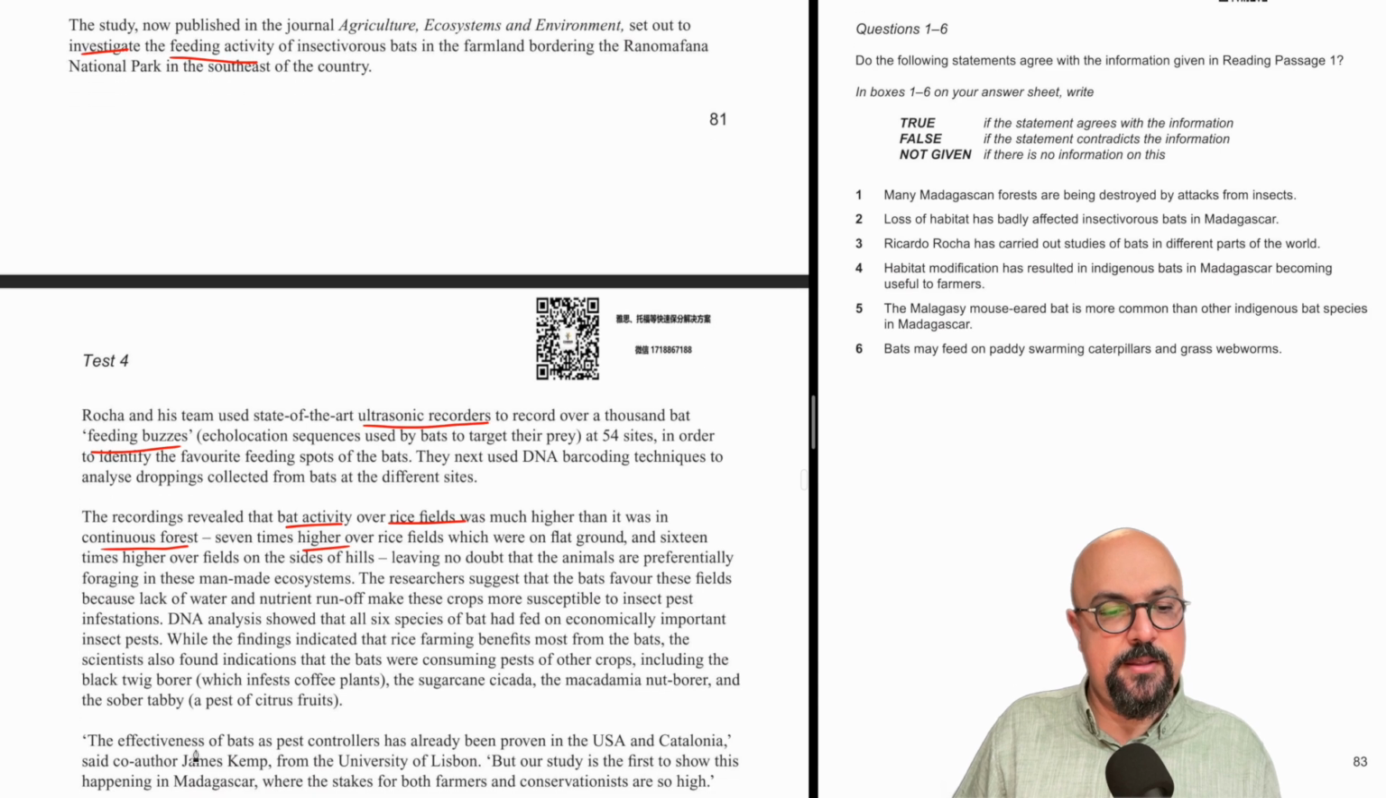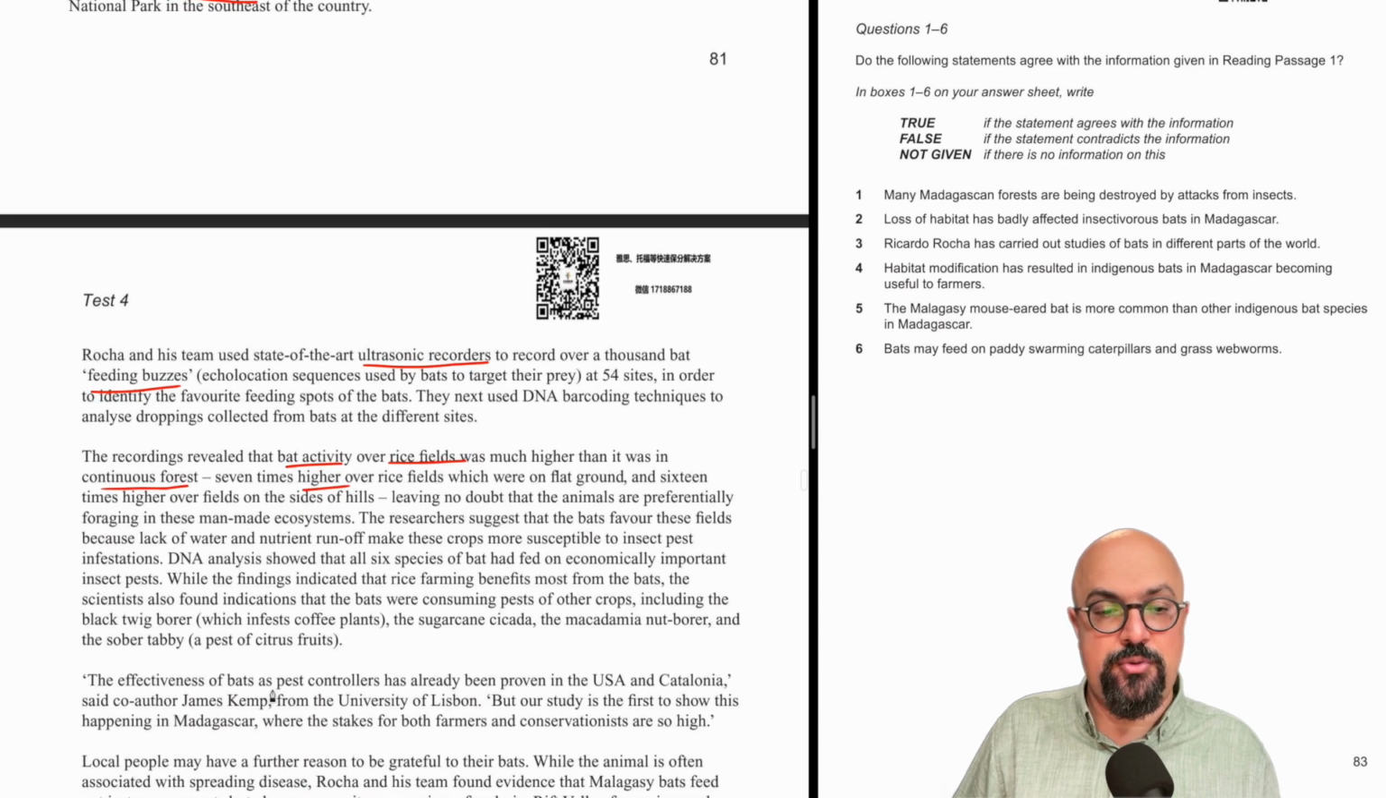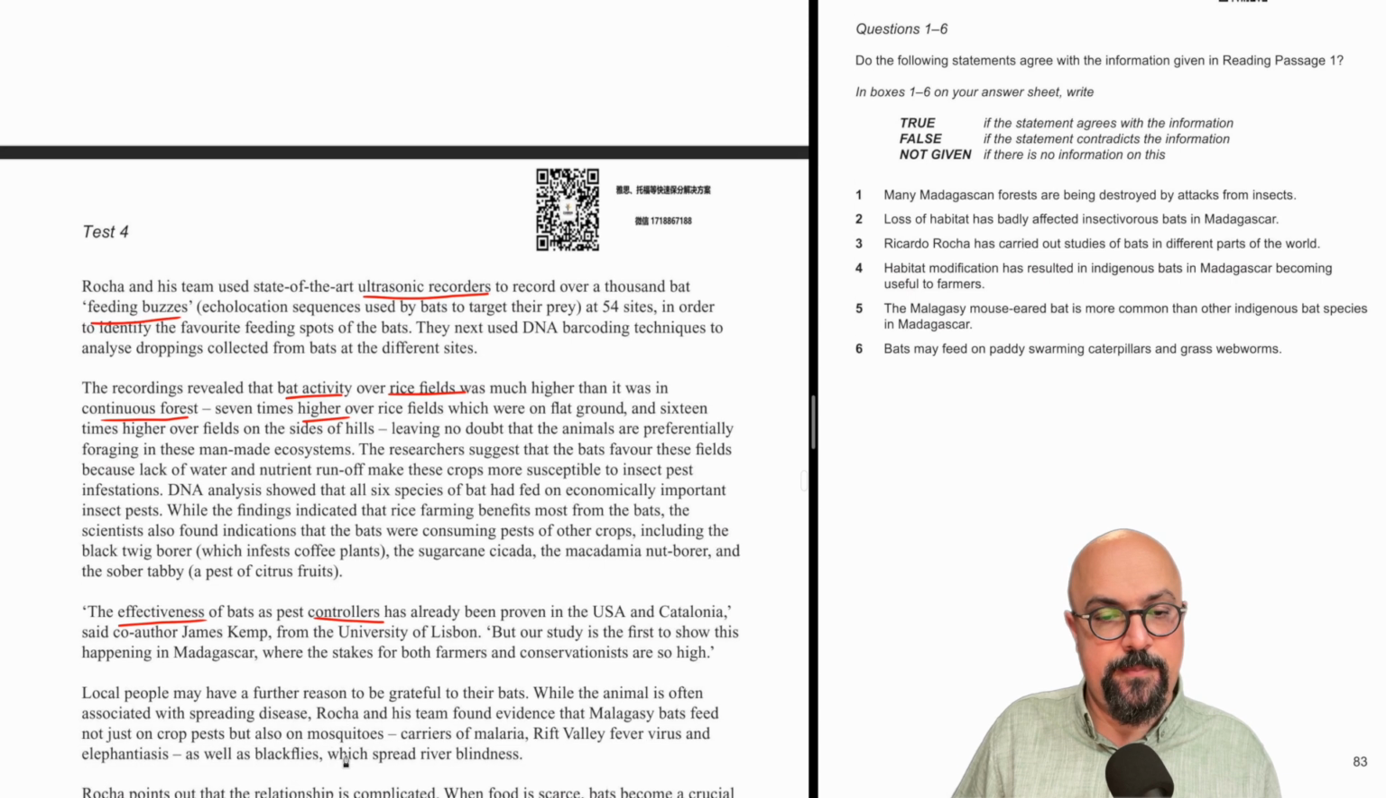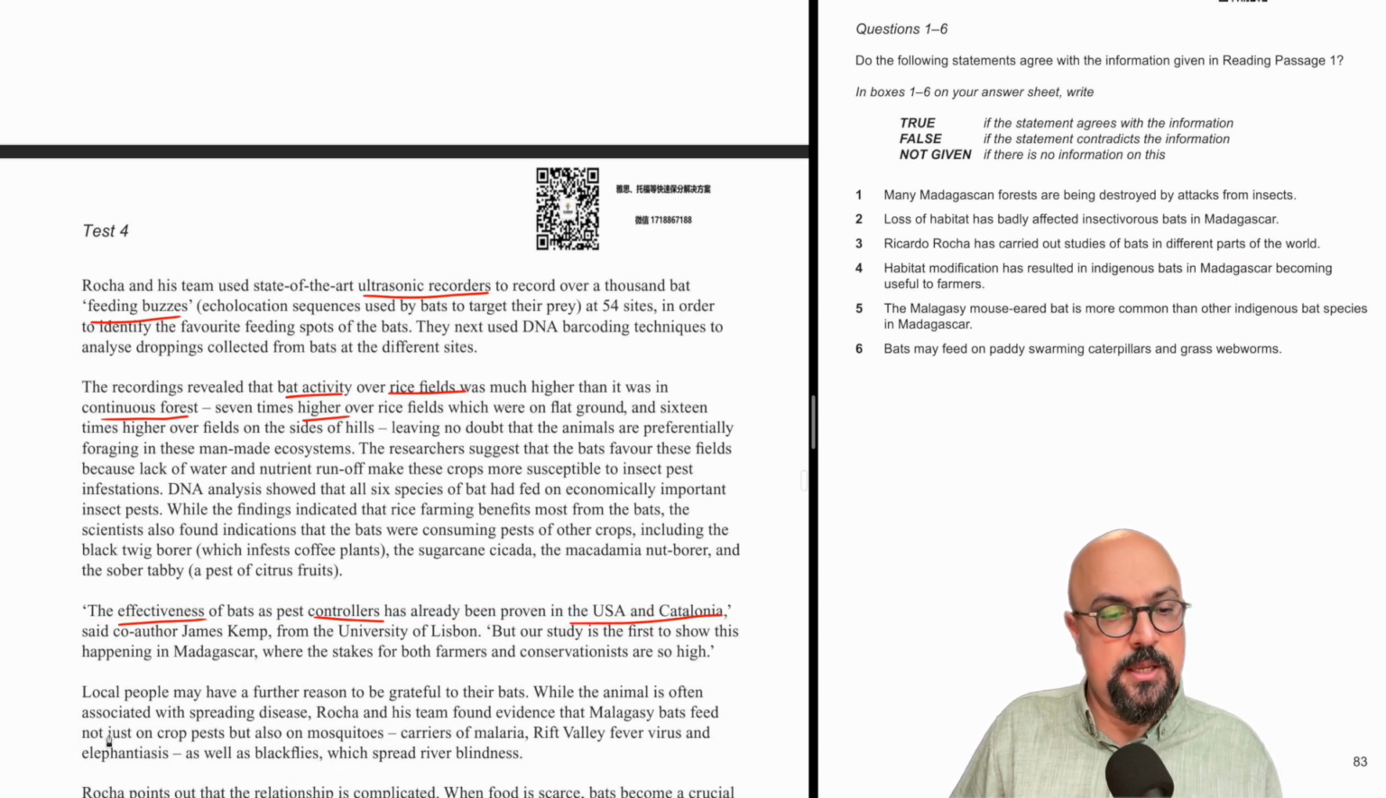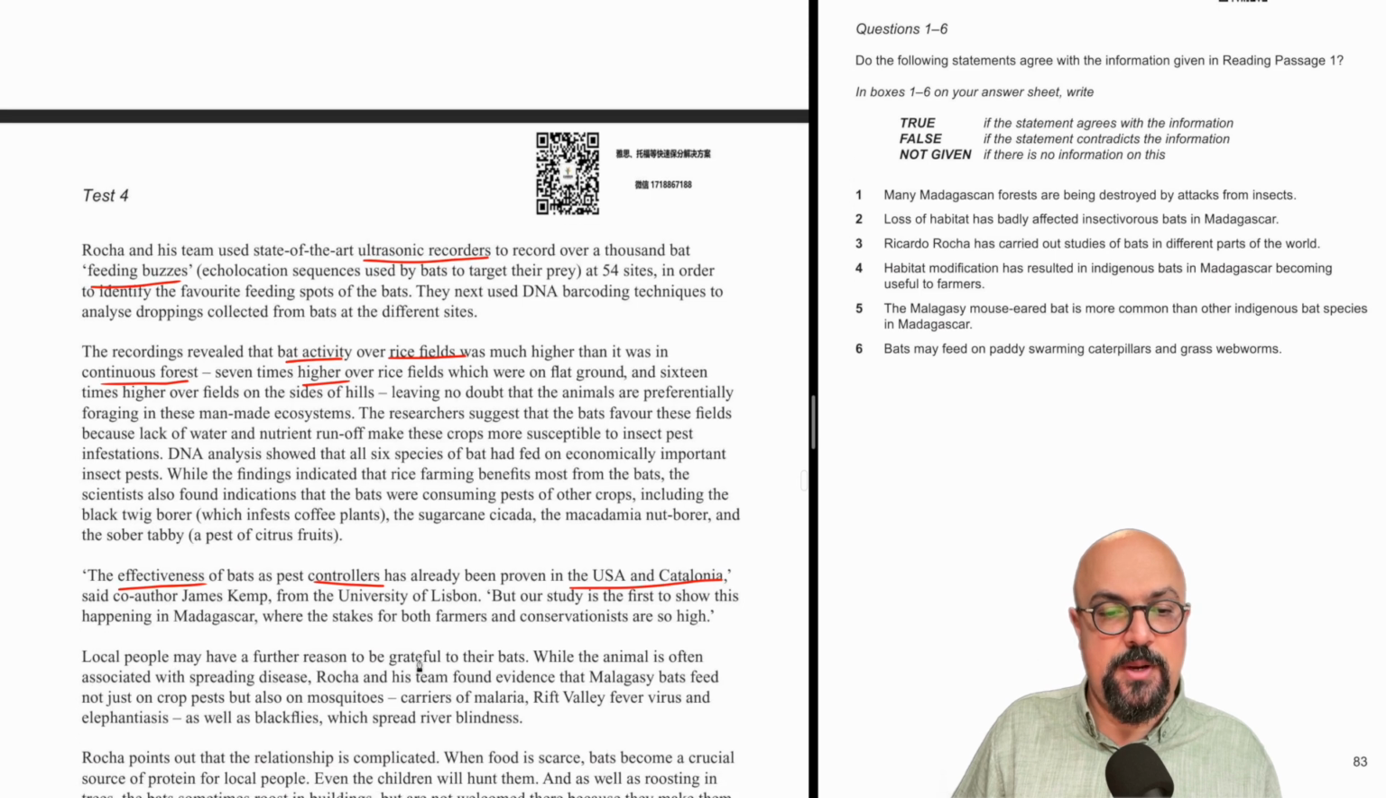For now, the effectiveness of bats as pest controllers has already been proven in the United States and California and Catalonia. Okay, blah, blah, blah. So these are some instances, I guess, these two places. Local people may have a further reason to be grateful to their bats. Oh, there's another reason. What is that reason? That other reason to be grateful?